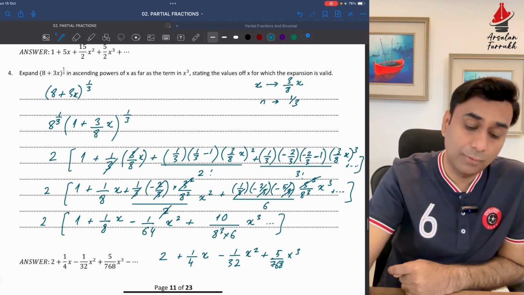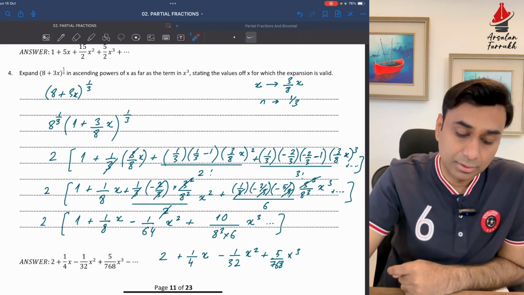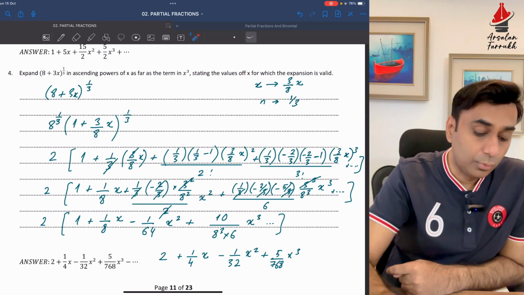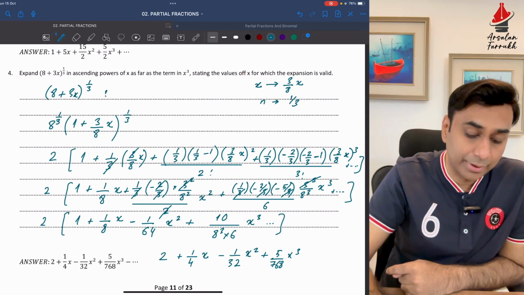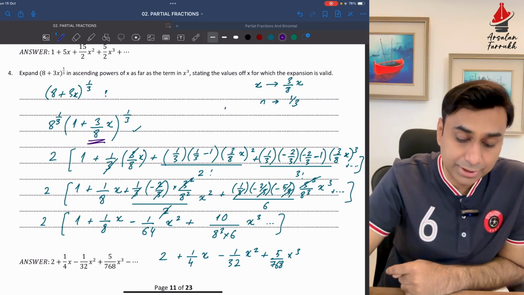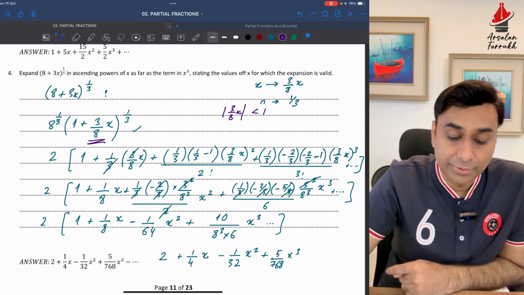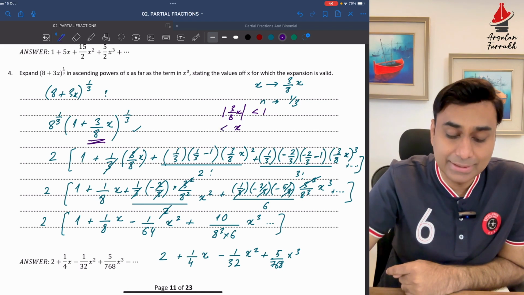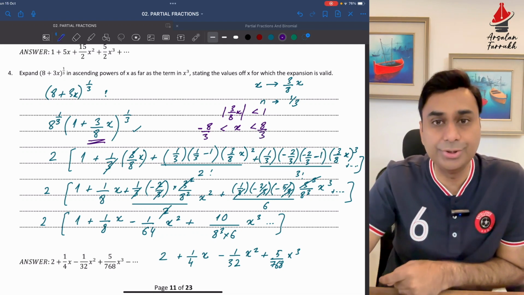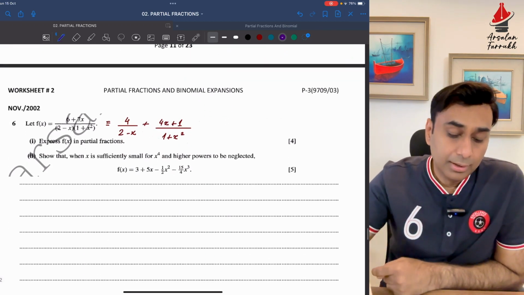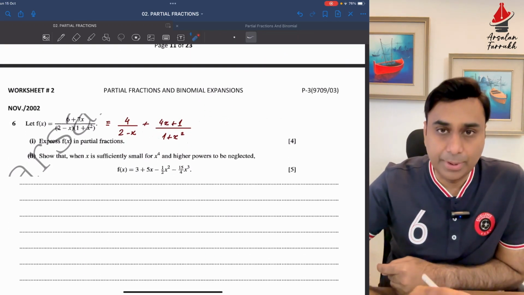By the way, this question also asks one more thing: state the values of x for which the expansion is valid. So what you're going to do is not look at this one, but look at this one, and you will say that the modulus of 3 by 8x should be less than 1. Or once you remove the modulus, this simplifies as x is greater than negative 8 by 3 and less than 8 by 3. So you get yourself a range of values of x as well for which the expansion is valid.